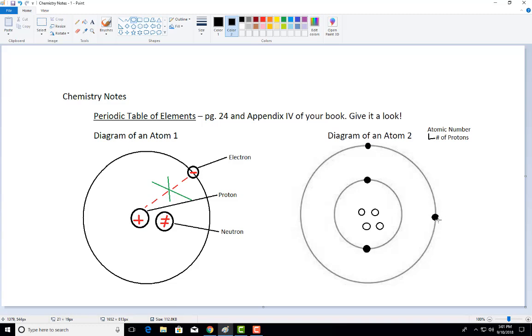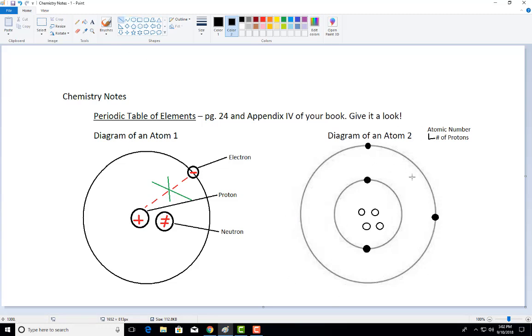Well, not just 2. It can hold those 2. It can hold up to 8. Okay, so 1, 2 in the first orbital, 3, 4, 5, 6, 7, 8. Excuse me, 1, 2 here, then 3, 4, 5, 6, 7, 8, 9, and 10, because it can hold 8 in the outer and 2 in the inner.